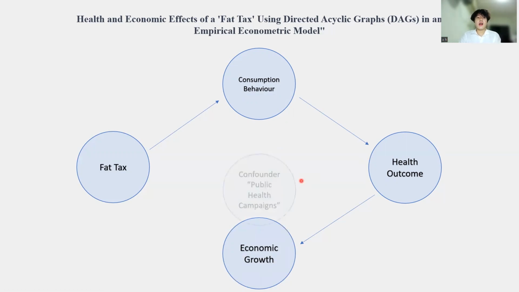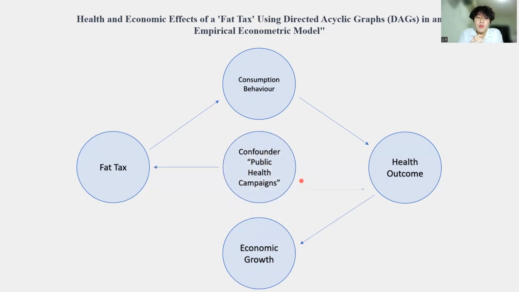Now I introduce a potential confounder, which is public health campaigns, represented by an arrow that connects with both the fat tax and health outcome. This signifies that public health campaigns aimed at improving dietary choices and promoting healthy lifestyles could influence both the implementation of the fat tax and the health outcomes.